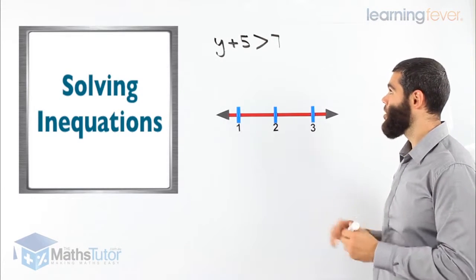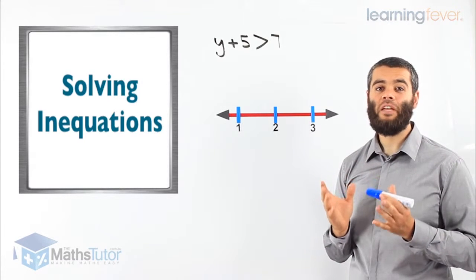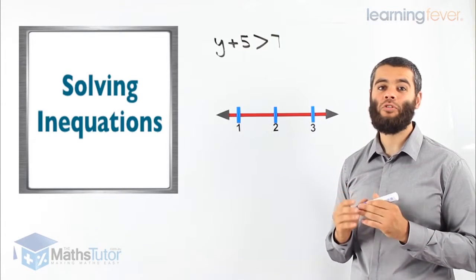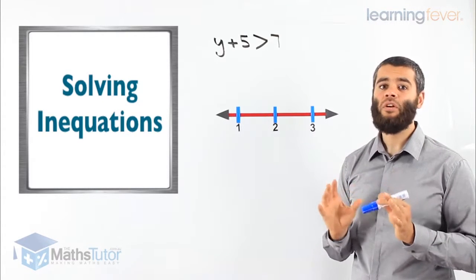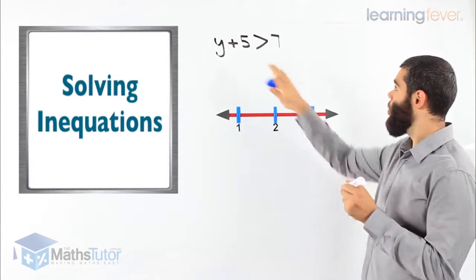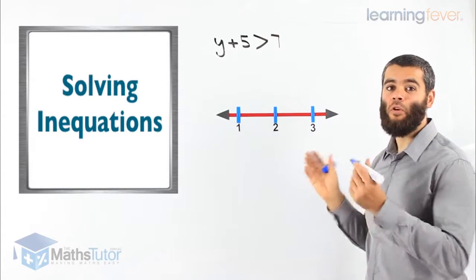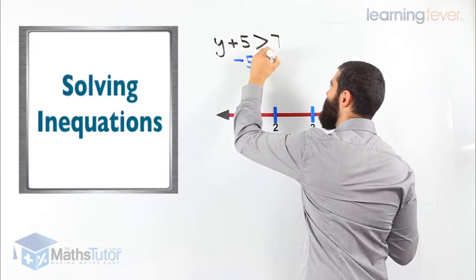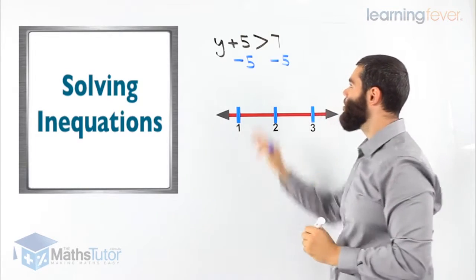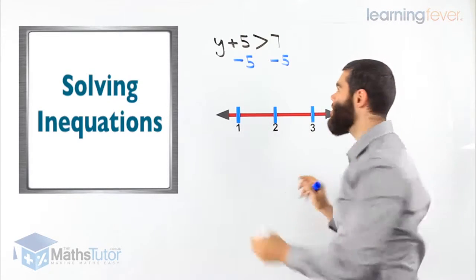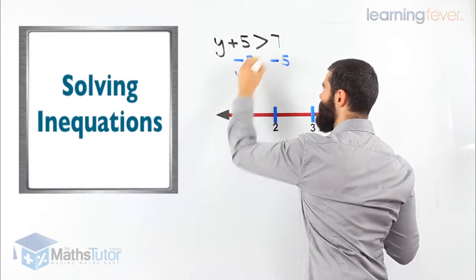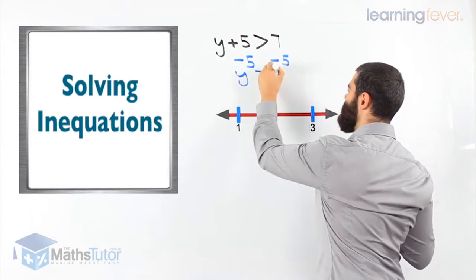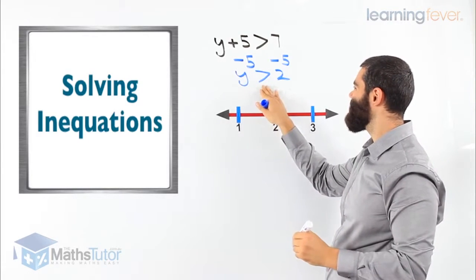Let's see how. We follow the same rules and the same process as normal equations. Except later on in the lesson, I'm going to show you one extra rule. But for now, it's exactly the same. Y plus 5 is greater than 7. We solve it like normal equations. Minus 5, and minus 5 on the other side. 5 minus 5 is gone. We're left with y. Y is greater than 7 take away 5 is 2. So our solution: y is greater than 2.